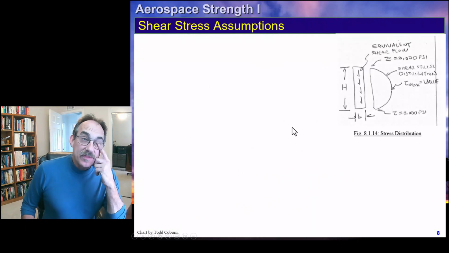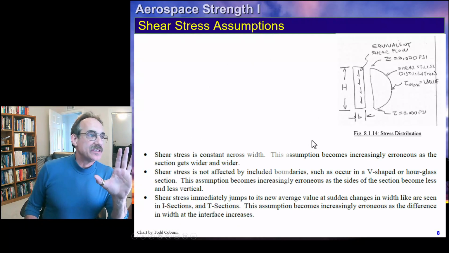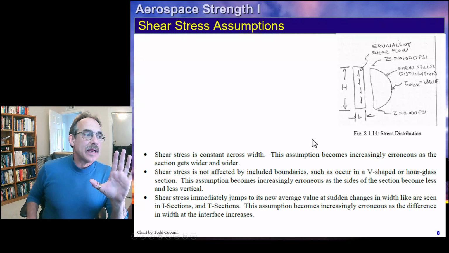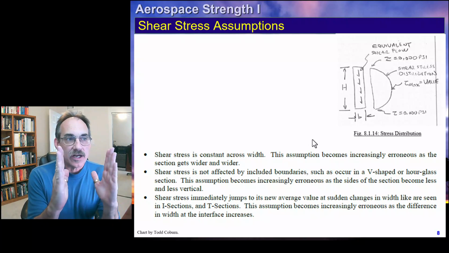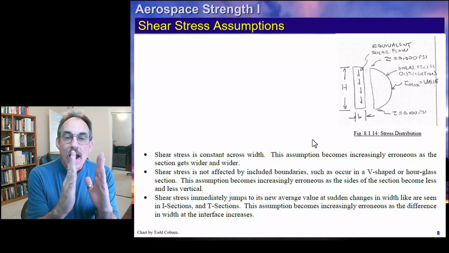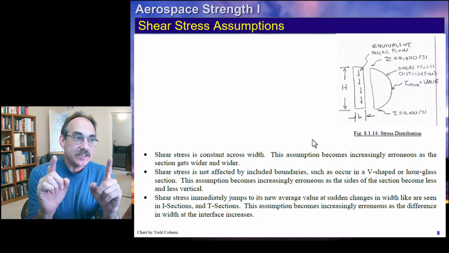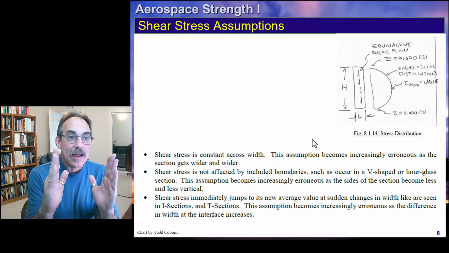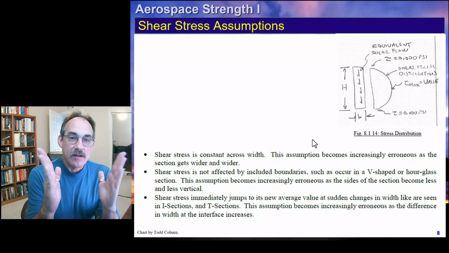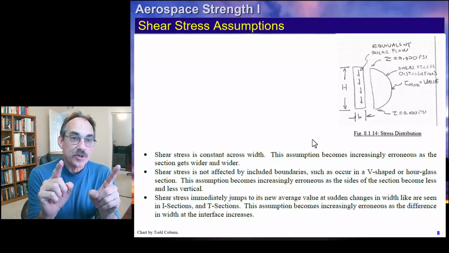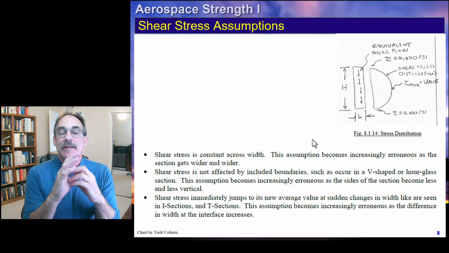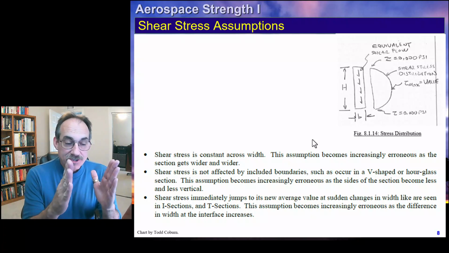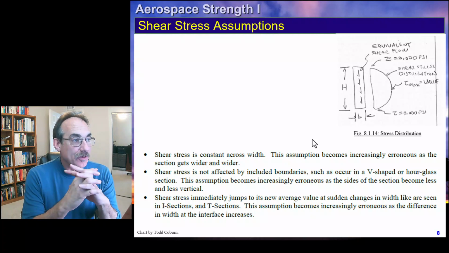Okay? Now what this slide does is talk about the assumptions. Our shear stress is assumed constant across the width. But the wider we get, the less true this is. We're also going to assume that the shear stress is not affected by boundaries and the shape of the boundaries. That's not true either, and it can get more violated for sections that don't have vertical boundaries.